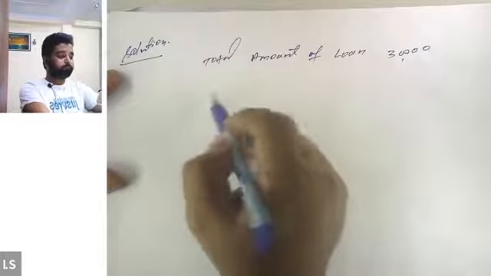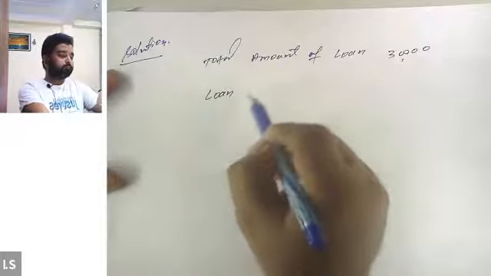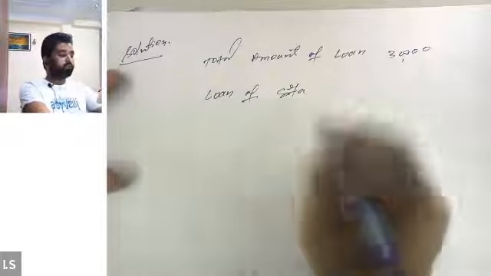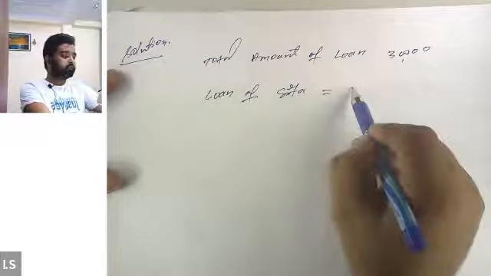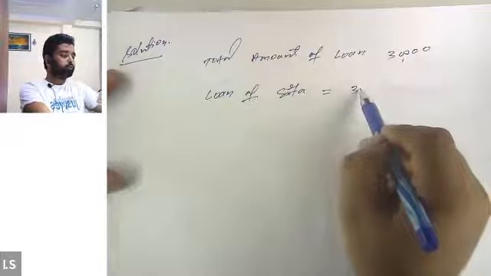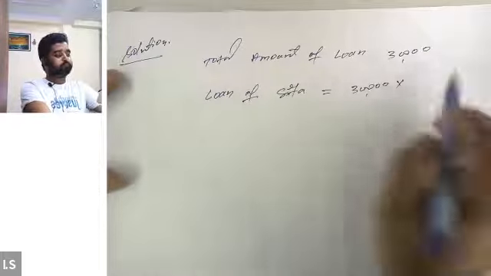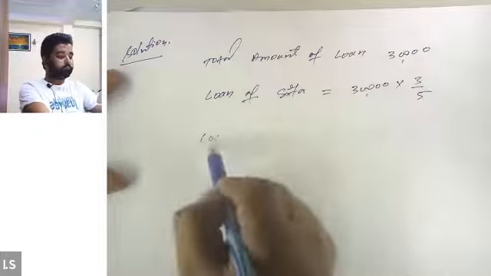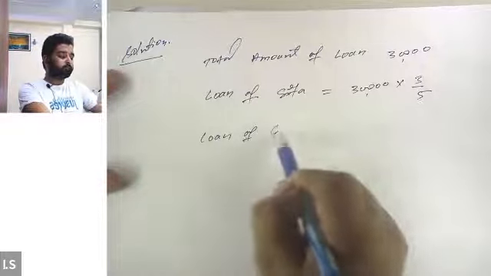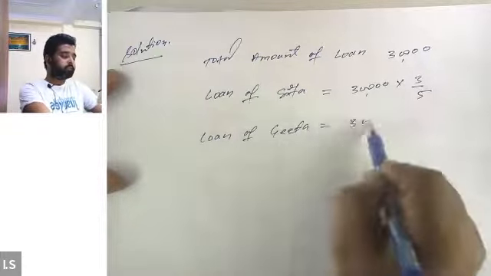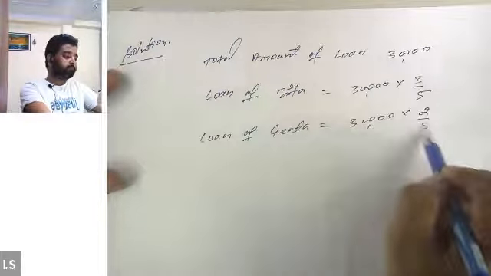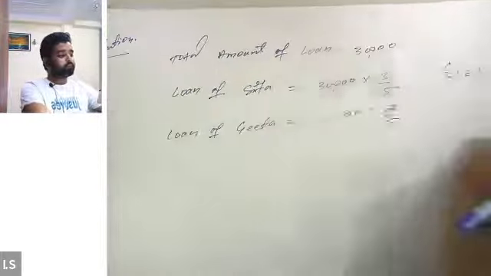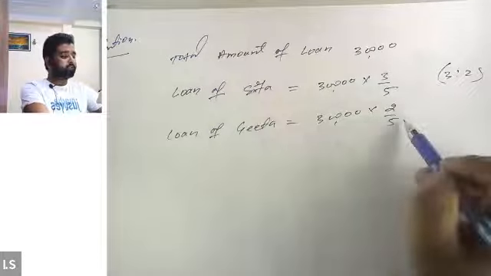So, loan given by Sita. How do we calculate loan of Sita? It is pretty simple. The ratio is 3:2. So in 30,000, Sita's contribution will be calculated as 3/5, and loan of Geeta will be calculated as 30,000 into 2/5. Right? Ratio was 3:2. So therefore, Sita's contribution will be 3/5 and Geeta's contribution will be 2/5.